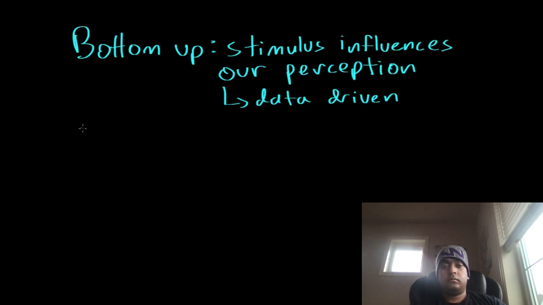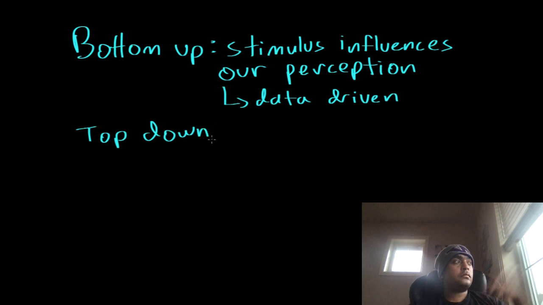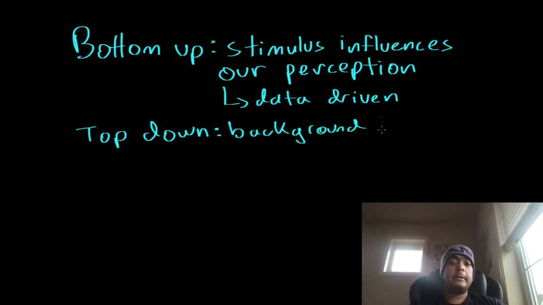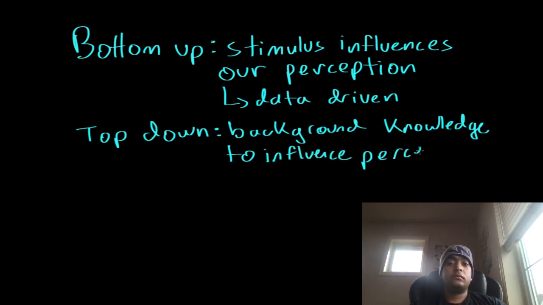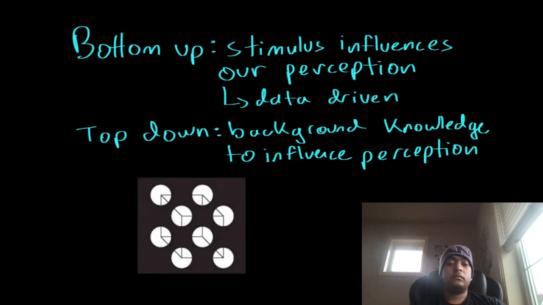So in contrast, top down processing basically uses your background knowledge. So it uses your background knowledge to influence perception. So let's look at this example over here.